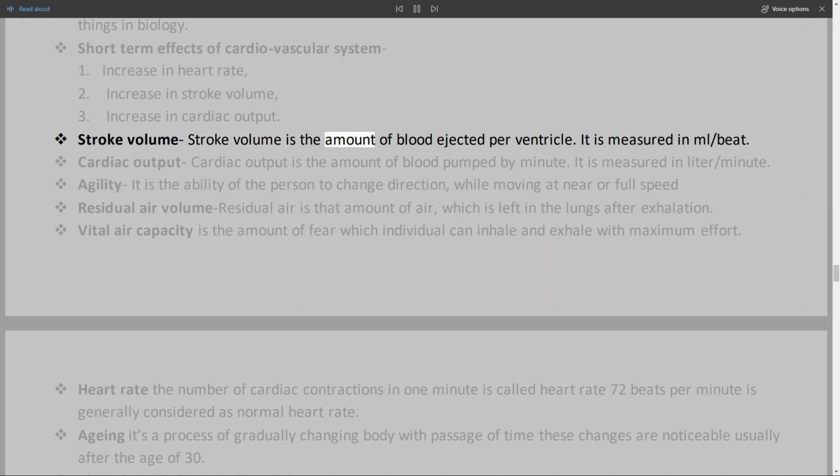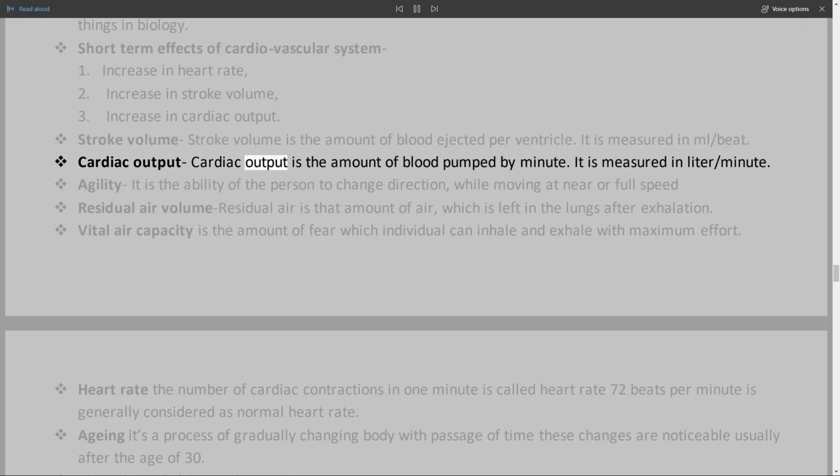Stroke volume is the amount of blood ejected per ventricle. It is measured in ml/beat. Cardiac output is the amount of blood pumped per minute. It is measured in liters/minute.